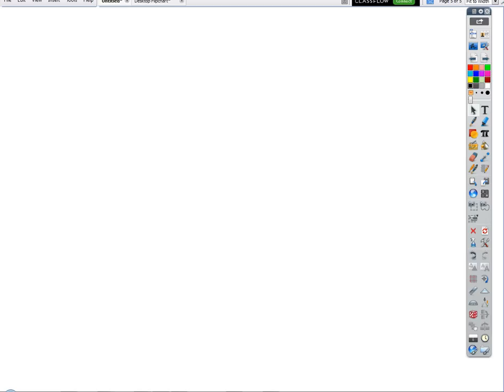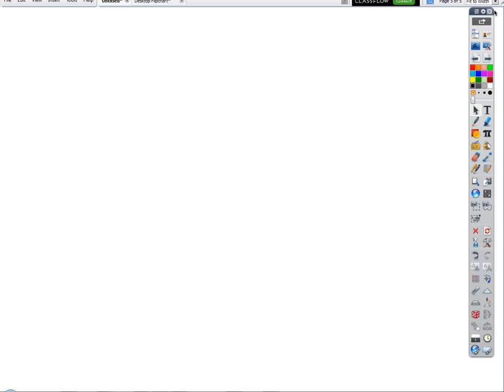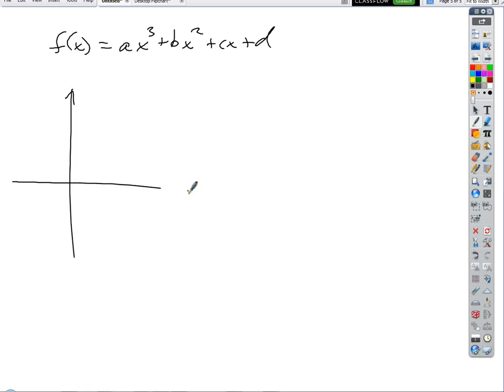Okay, I got kind of a cool one for you. We don't have much time, but let's just talk about this one. This is kind of a fun problem. So, here's the shape of the curve. F of x has this form: ax cubed plus bx squared plus cx plus d. And here's the graph. Here's a sketch. I don't even need the axes in there. I'll just get rid of those.